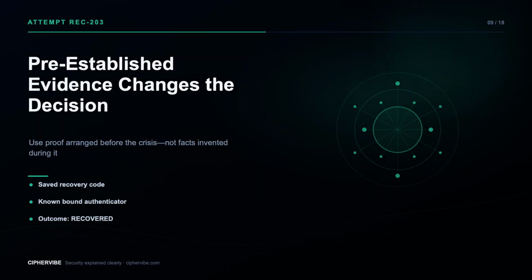Attempt Rec. 203 presents a valid, saved recovery code and successfully uses an authenticator already bound to the fictional account. Both existed before the recovery event. The code is throttled, stored only as a hash, invalidated after use, and replaced. The workflow can now permit controlled recovery.